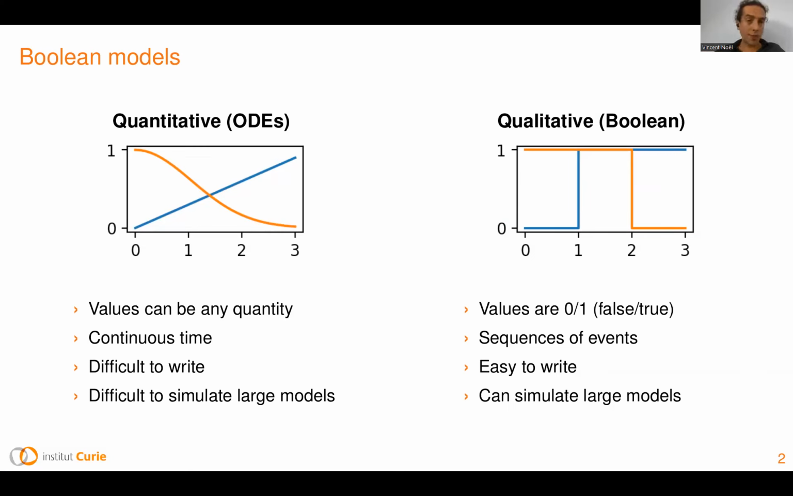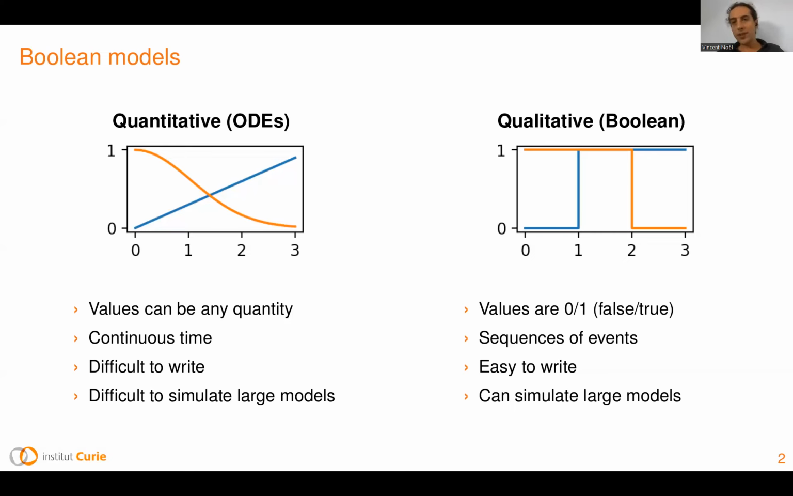The problem with this kind of framework is that they are very difficult to write. The math is not exactly easy, and you also have a lot of parameters to be able to really define your model. And also they are difficult to simulate large models. By large, we mean hundreds of components, hundreds of variables. It has a big computational cost. So it's one of the big disadvantages of this framework.